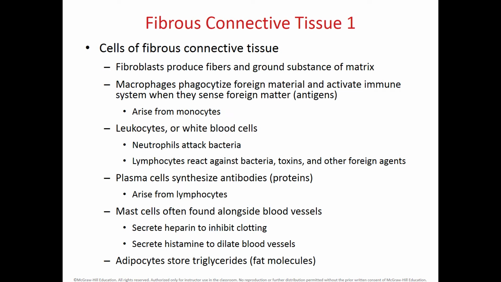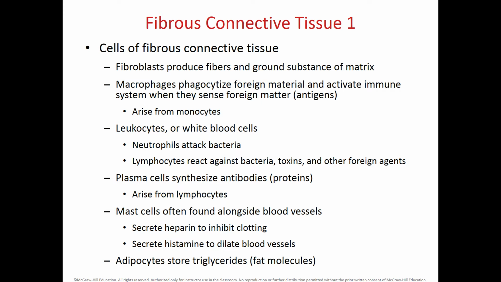Okay, so let's talk about some types of connective tissue. So we have a type of connective tissue that is called fibrous. In the fibrous connective tissue, we have the cells that are fibroblasts, macrophages, leukocytes, plasma cells, mast cells, and adipocytes.